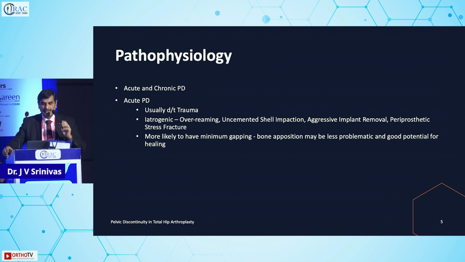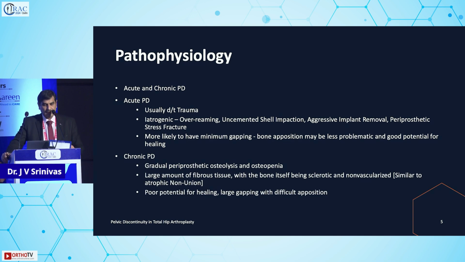stress fracture. Most commonly, in acute pelvic discontinuity, bone opposition is good, and healing is normally good. It is like an acute comminuted fracture, healing is usually good. In contrast, chronic pelvic discontinuity develops gradually because of periprosthetic osteolysis and osteopenia. This is a deadly complication.